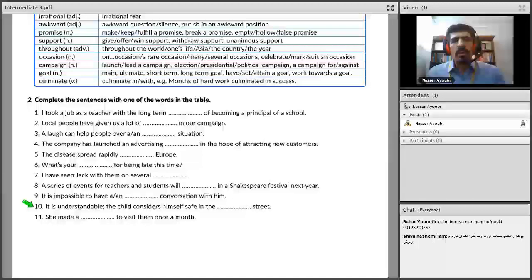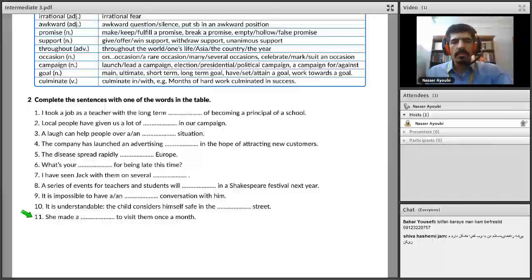All the people are residents, and so children feel safe there. Number 11. She made a promise to visit them once a month.